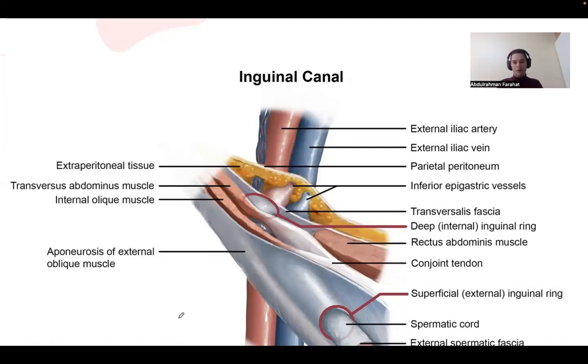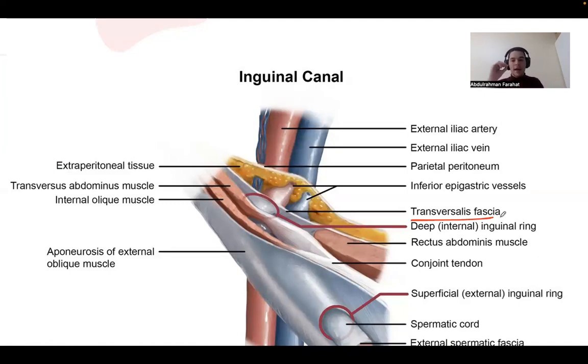So essentially, when I tell you inguinal canal, it is a defect. Normally it's a defect in the posterior abdominal wall. So you have the abdominal wall anteriorly and posteriorly, and the posterior abdominal wall has a defect there. What happened is that there is an opening in the transversalis fascia, also called the transverse fascia. Both are the same, they're interchangeable.